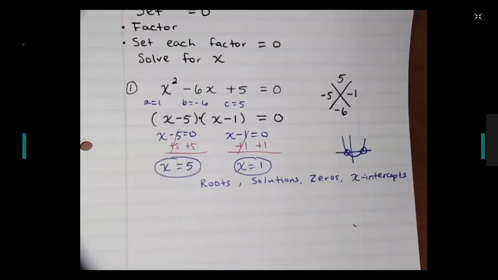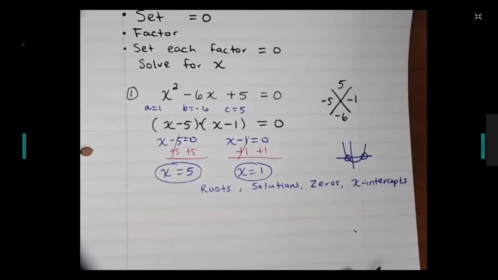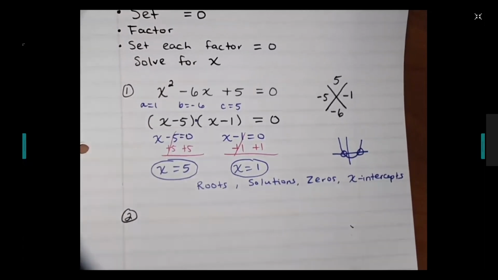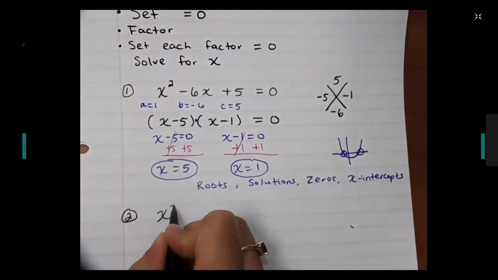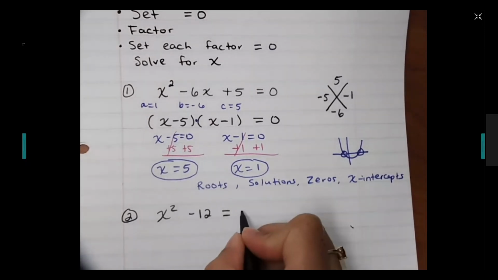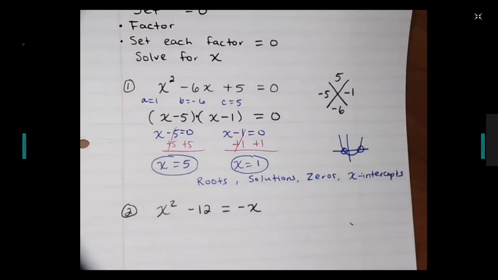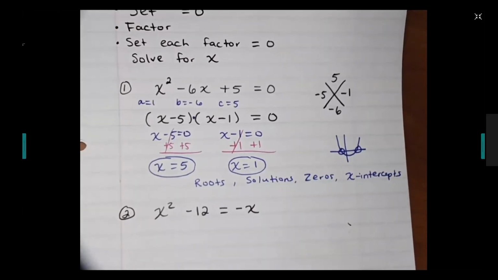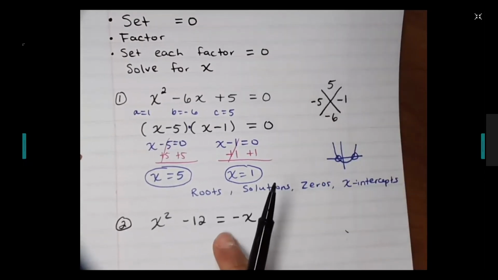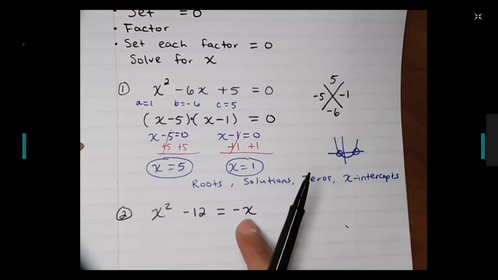Let's do another example. Let's say we have x squared minus 12 equals -x. The first thing I check for is to make sure that it's set equal to 0, as we said earlier. This one is not set equal to 0. It's set equal to -x.